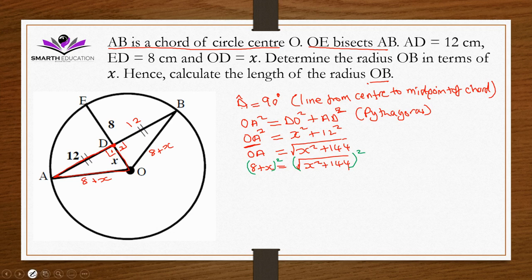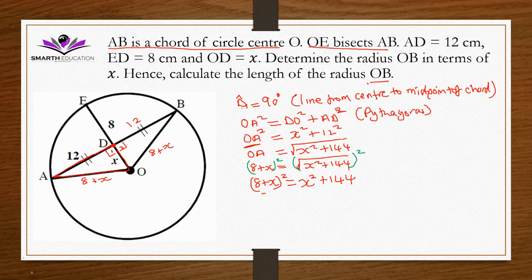So I square here, and then I square there. We square both sides, and then what are we going to get? Now we have 8 plus x squared is equal to, then the square root and the square cancel each other out, x squared plus 144. And then we have to expand this. We can't solve an equation when it's like this. How do we expand this?